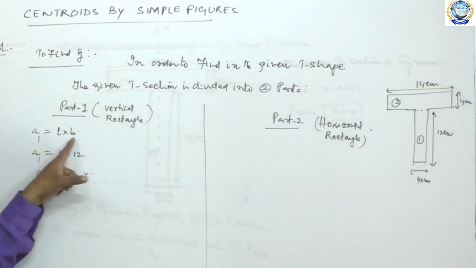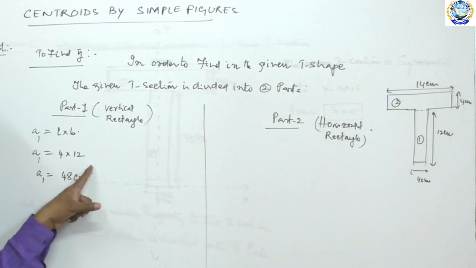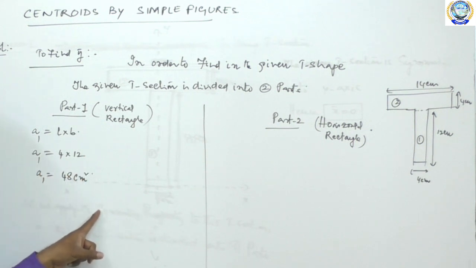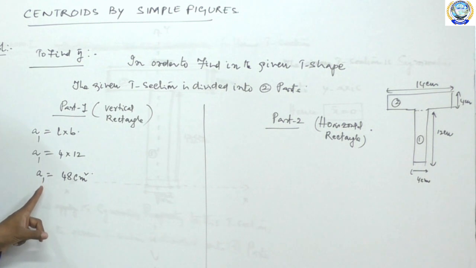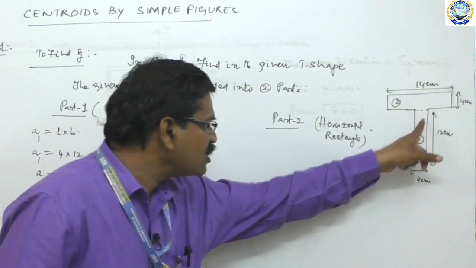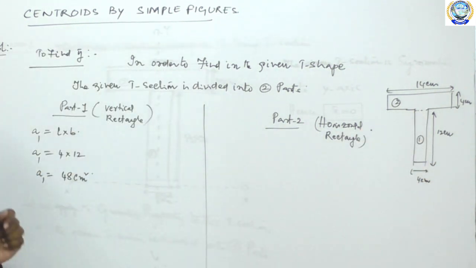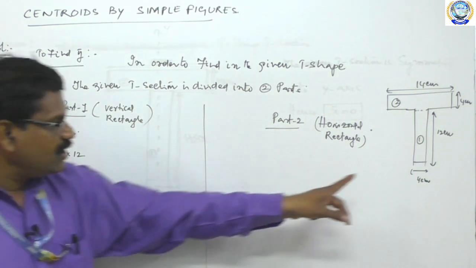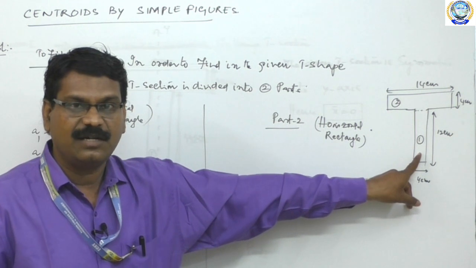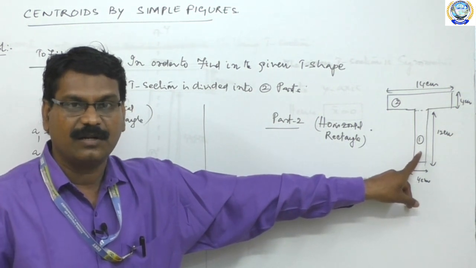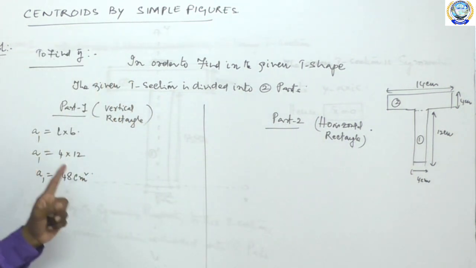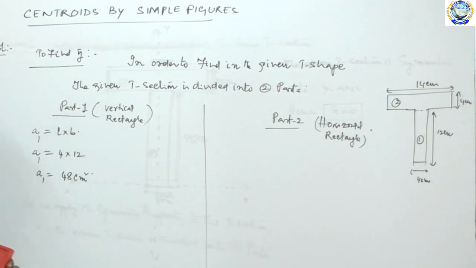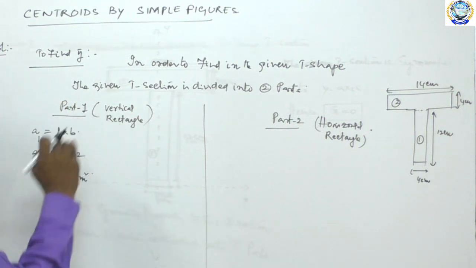Therefore, I could write L into B, that is equal to 4 into 12, which is equal to 48 centimeters square. After finding area with relative to this first part, we need to find the x coordinate and y coordinate. As I told you in the beginning, the given T shape is symmetric to the y-axis. Hence, no need to find x bar coordinate. So, x bar is already 0. But to find y bar, we need to find y1 coordinate for the first part.